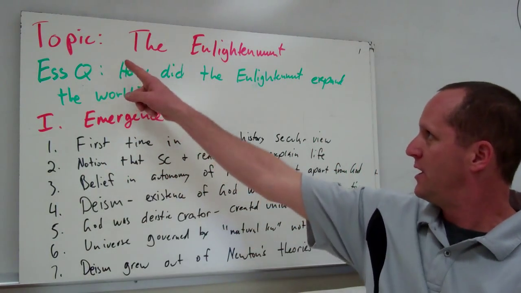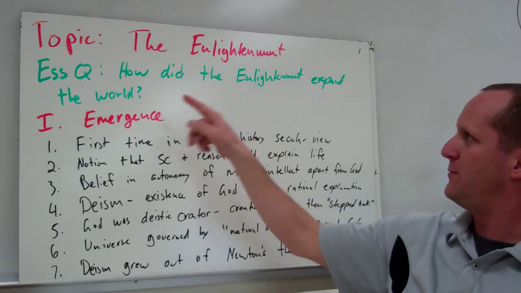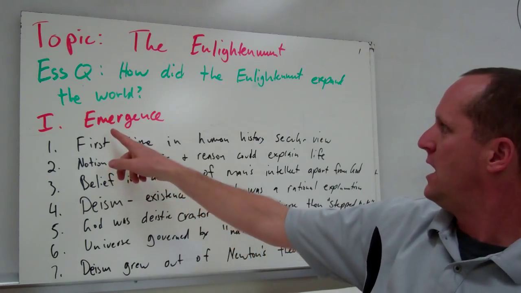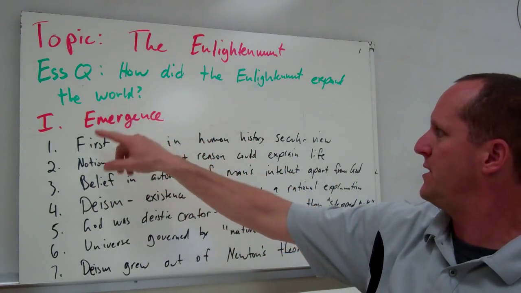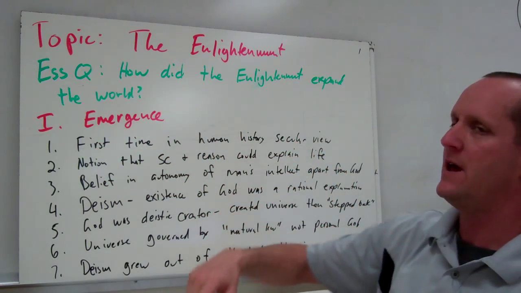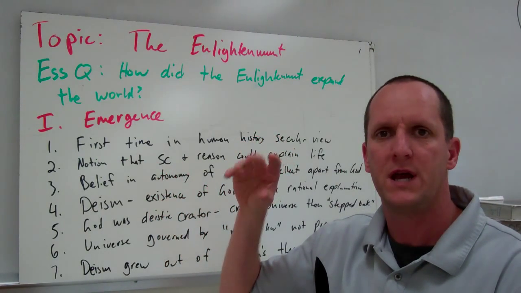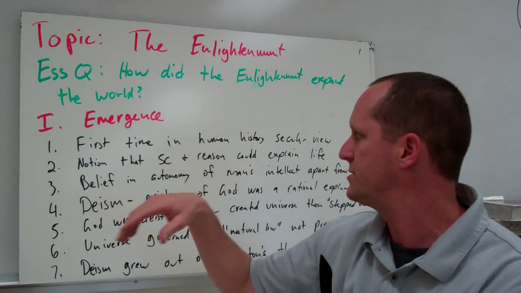All right, class, let's get on to our next topic. The topic is the Enlightenment. Essential question: how did the Enlightenment expand the world? So the emergence of the Enlightenment, first time in human history, they had a secular view of life, and that would be something pertaining to outside of the church.